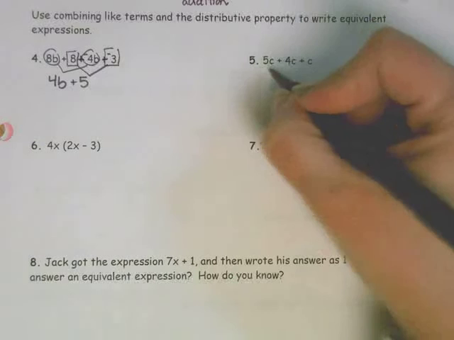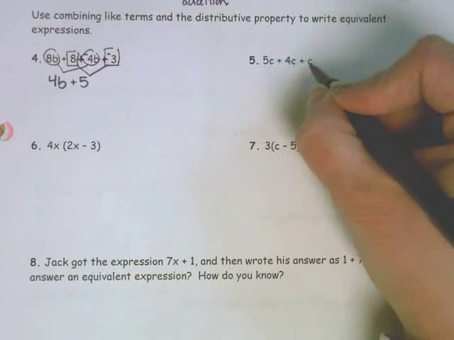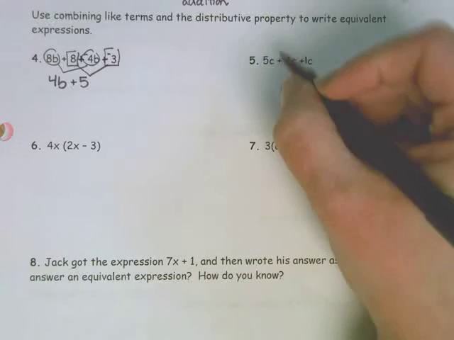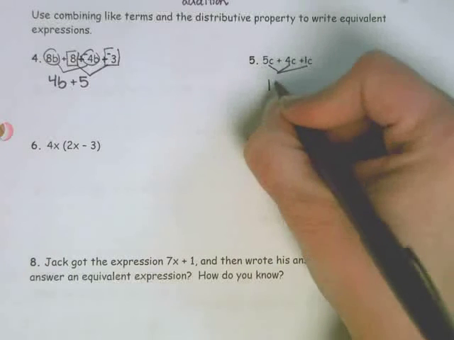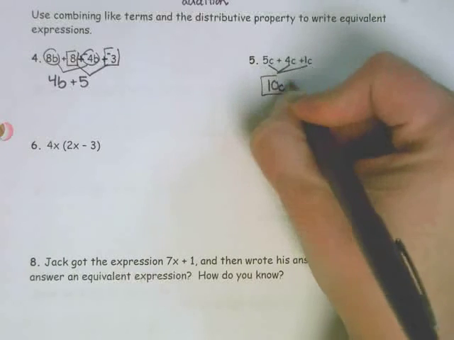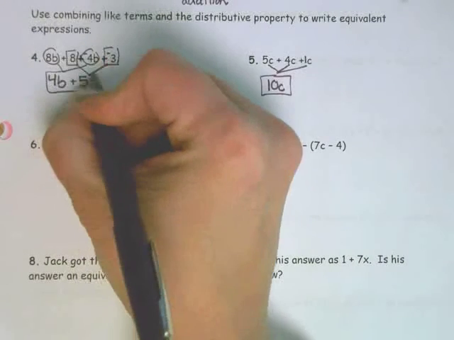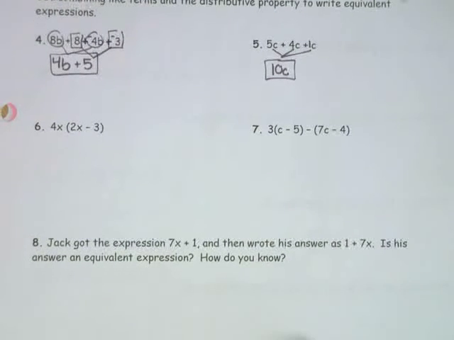What about number 5? 5c's plus 4c's plus c, which is like 1c. This is going to be a quick one. 5 plus 4 is 9, plus 1 is 10c's. Just going to put boxes around my equivalent expressions so I can tell what my final answer is there.